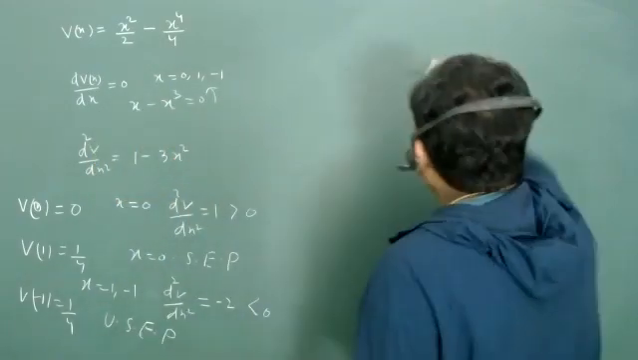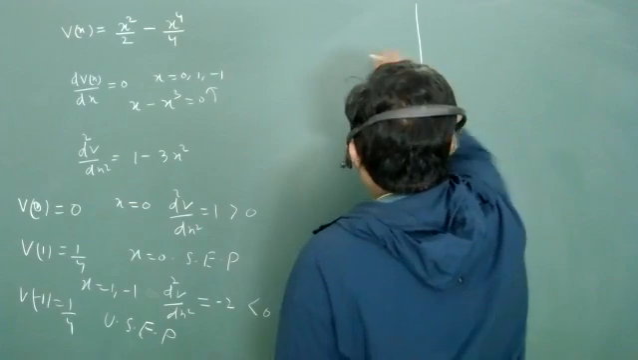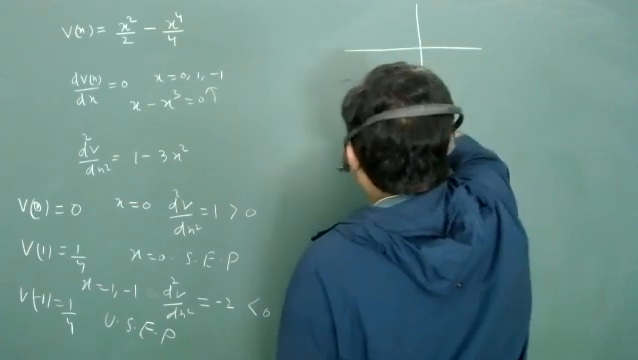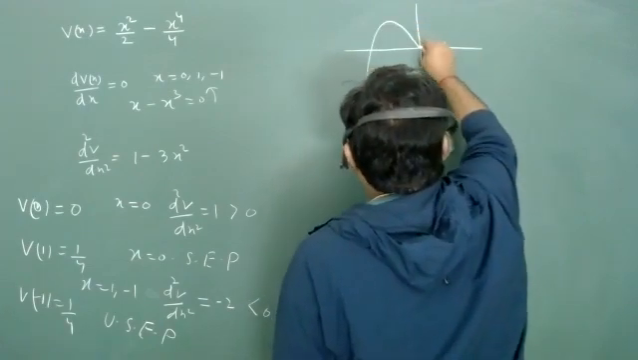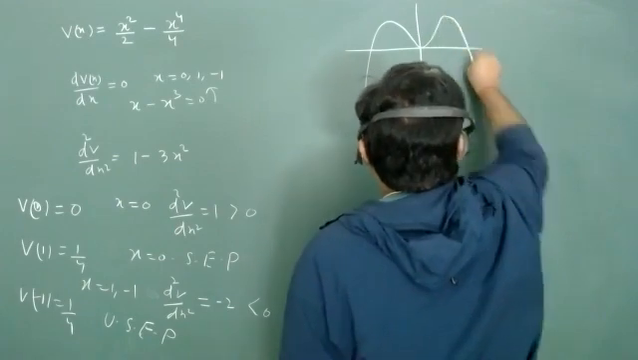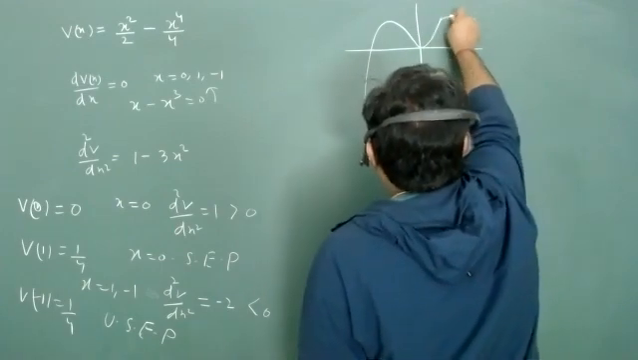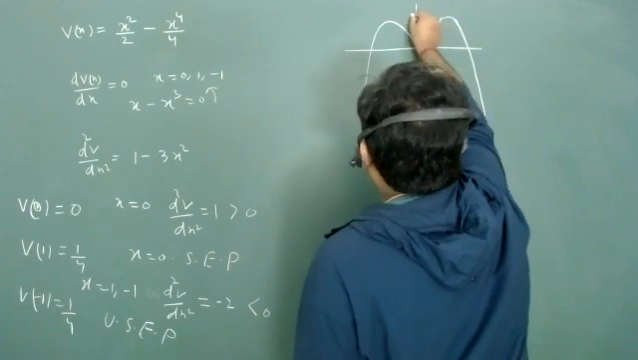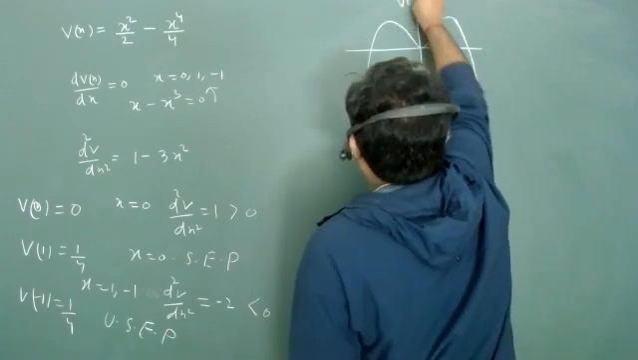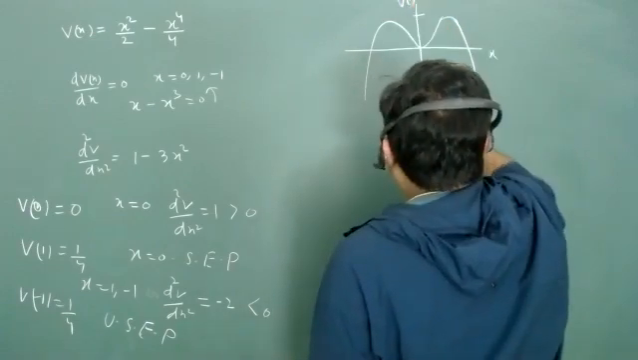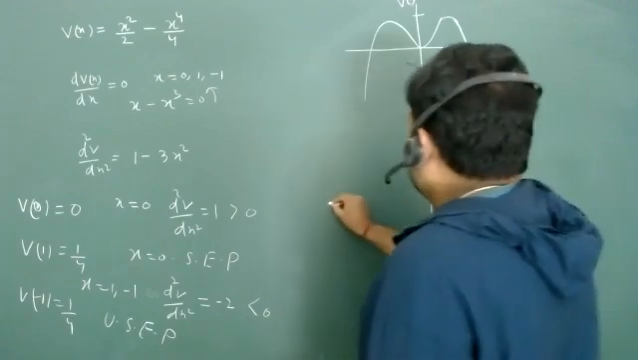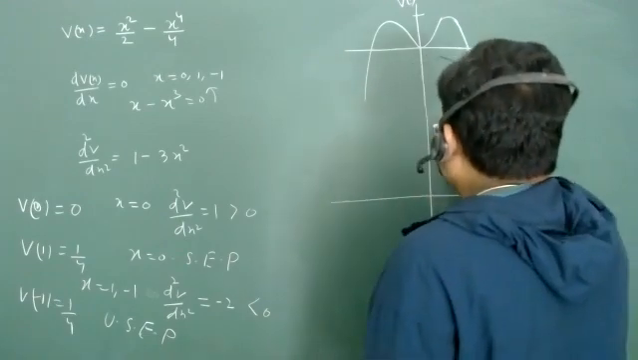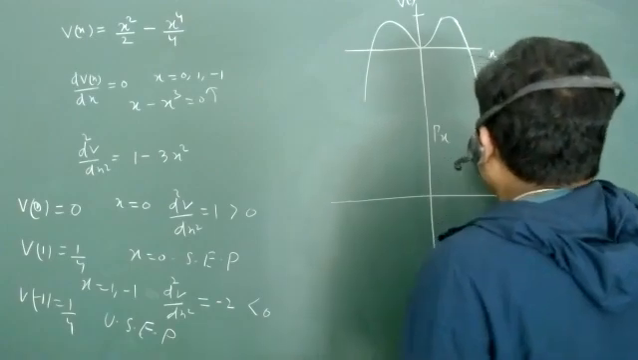So we have something like this. Okay, this type of potential is there. This is my Vx versus X. Now let's go for Px versus X.